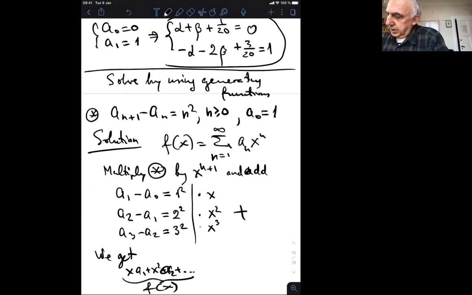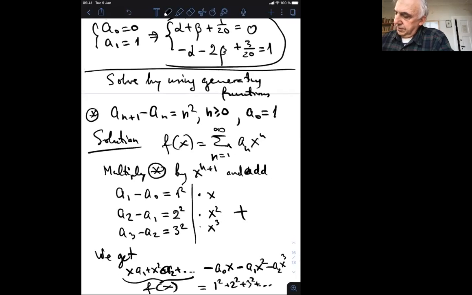Now we'll be getting minus a0 x minus a1 x squared minus a2 x cubed, and so on, and this should be equal to 1 squared plus 2 squared plus 3 squared plus, and so on.